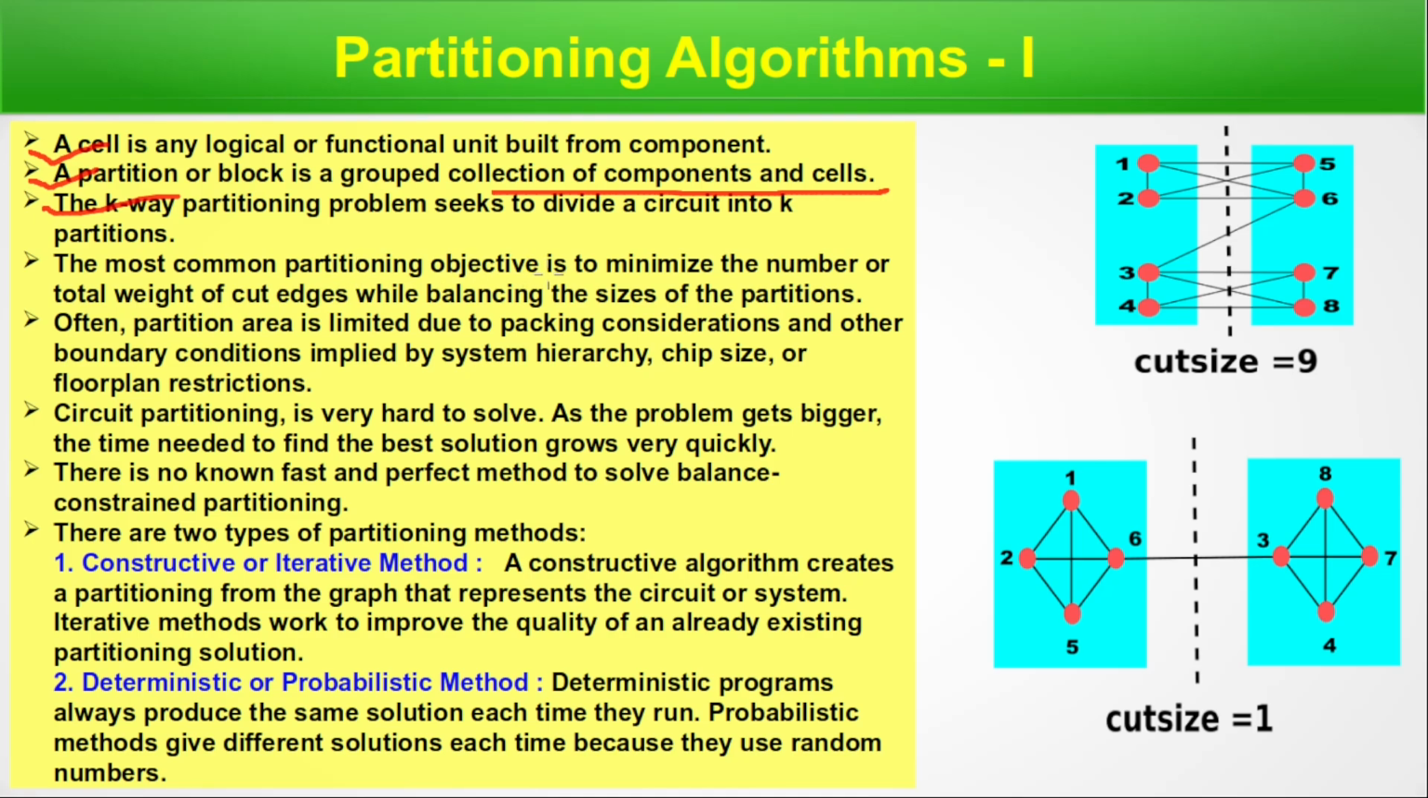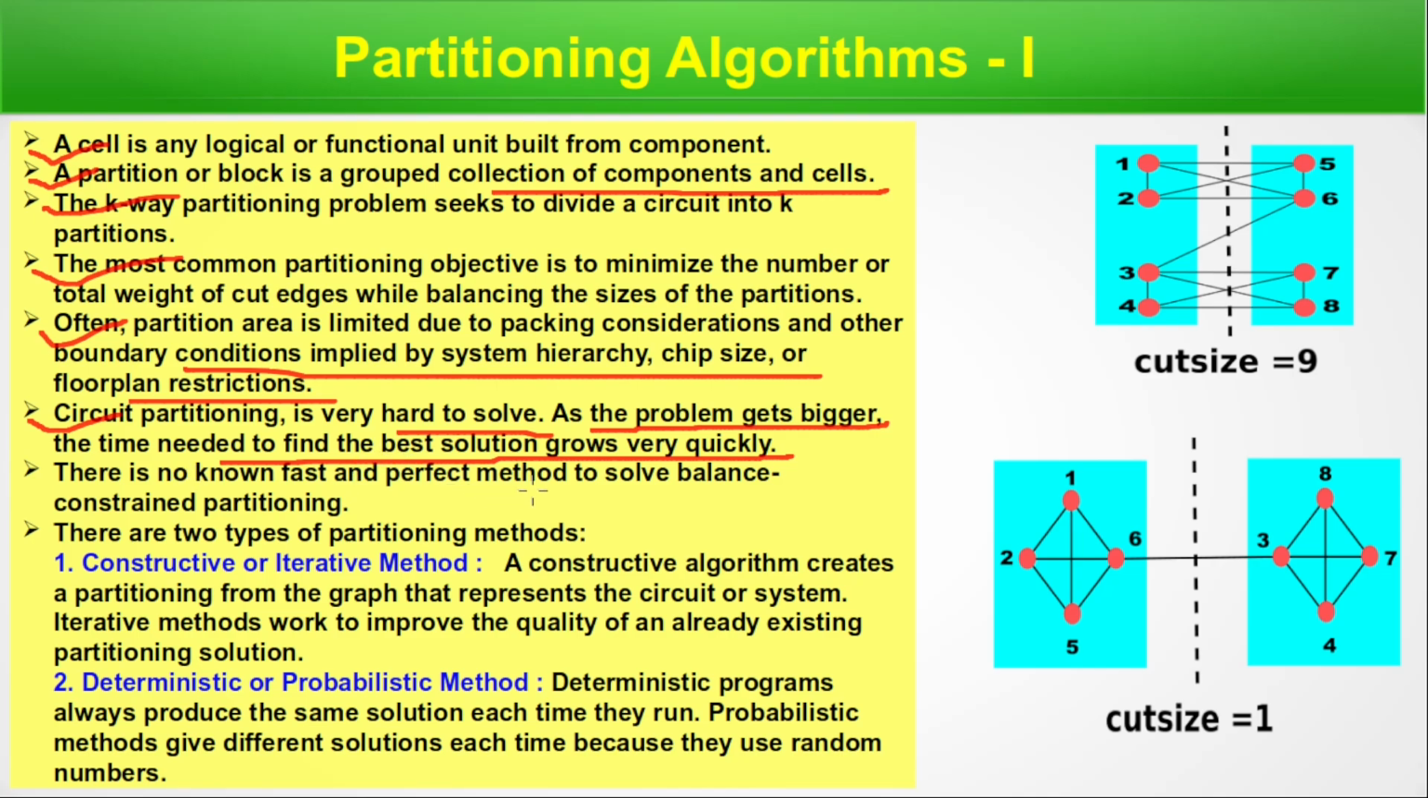The most common partitioning objective is to minimize the number or total weight of cut edges while balancing the sizes of the partitions. Often partition area is limited due to packing considerations and other boundary conditions implied by system hierarchy, chip size, or floor plan restrictions. Because of that, circuit partitioning is very hard to solve. As the problem gets bigger, the time needed to find the best solution grows very quickly.